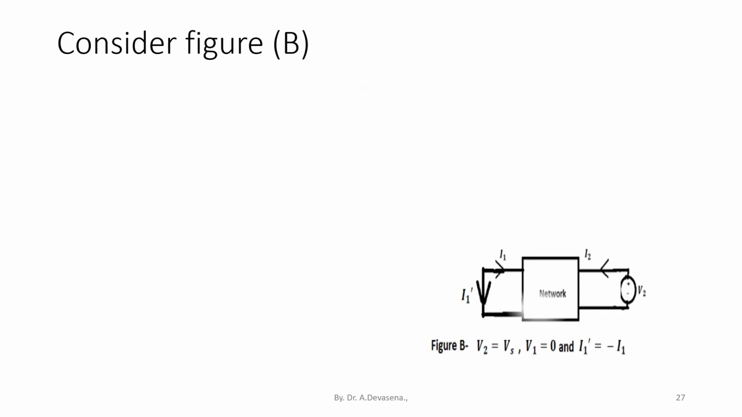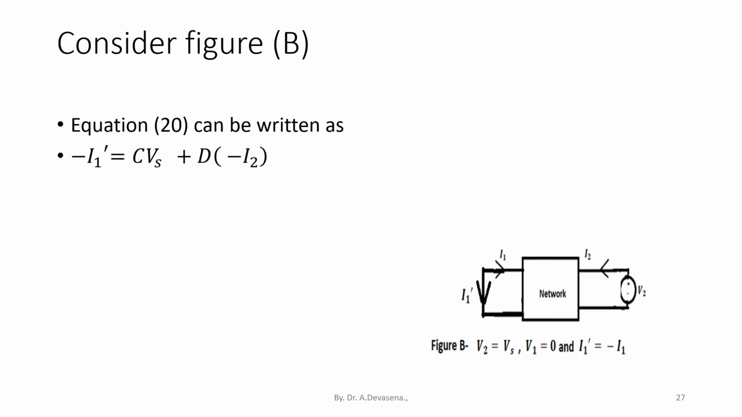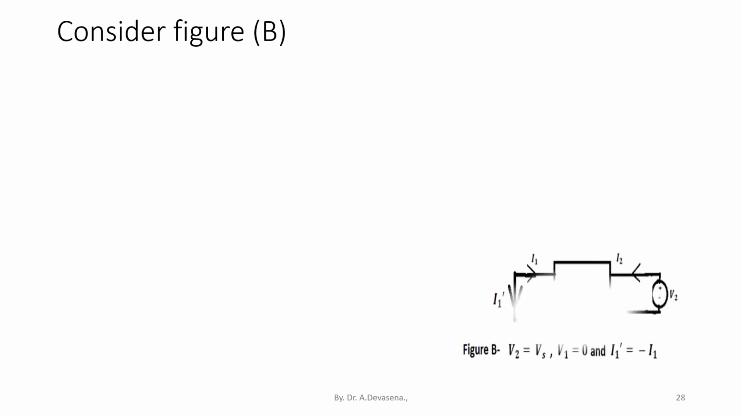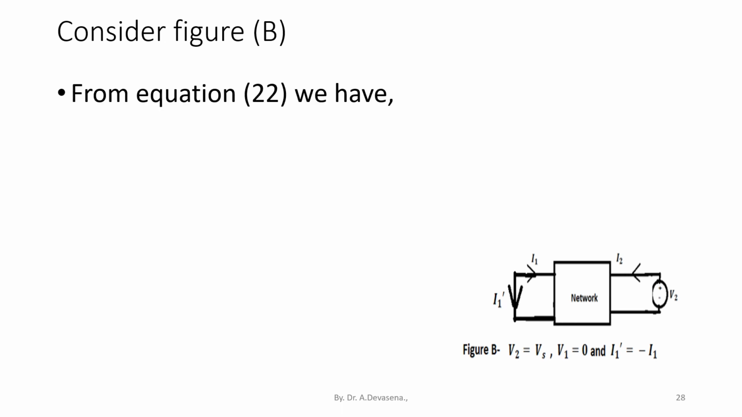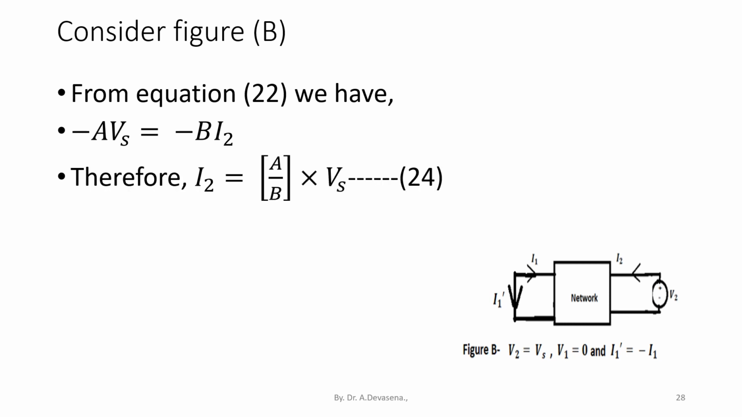Equation 20 can be written as minus I1 dash is equal to CVs plus D of minus I2. That is, minus I1 dash is equal to CVs minus DI2. Consider this as equation 23. From equation 22, we have minus AVs is equal to minus BI2. That is, I2 is equal to A by B into Vs. Consider this as equation 24.